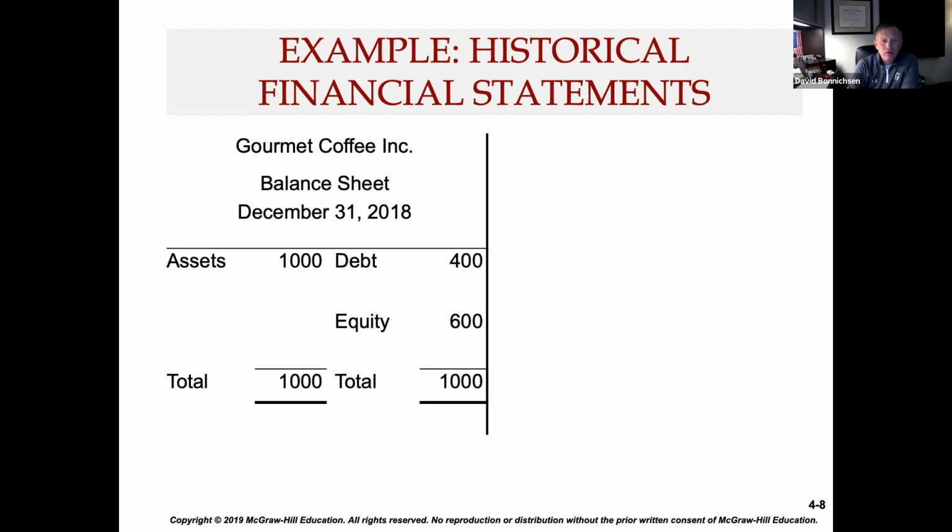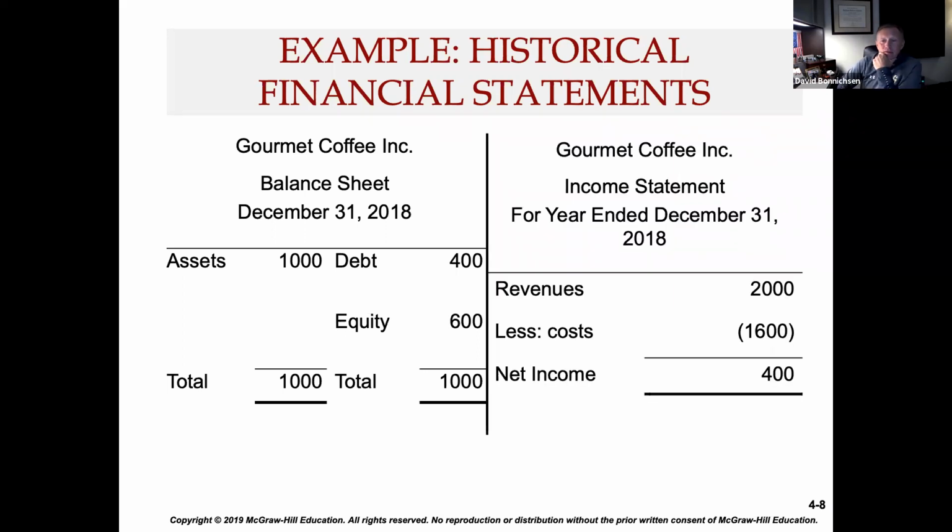For their balance sheet, and this is obviously super simple, but we can work with it, they've got $1,000 in assets, $400 in debt, and $600 in equity, so the right side and the left side balance at $1,000. Their income statement for 2018 had revenues of $2,000 and costs of $1,600, so their net income was $400. You can already see this is a super simplistic example, but it's important because we're going to build on it as we go through the rest of the lecture today. So keep these numbers in mind.